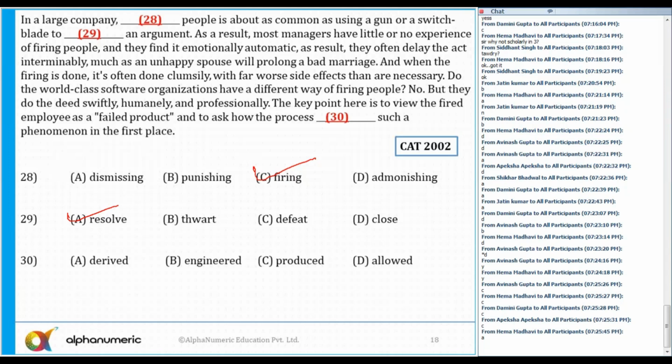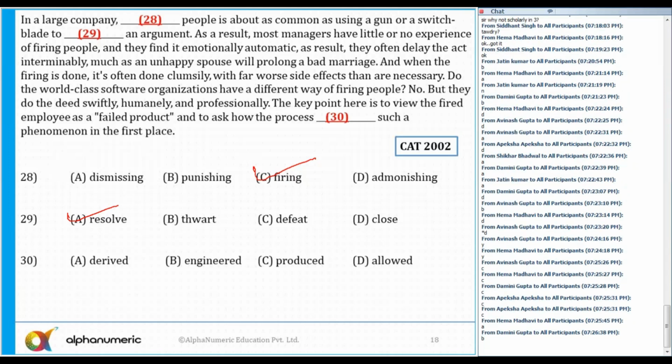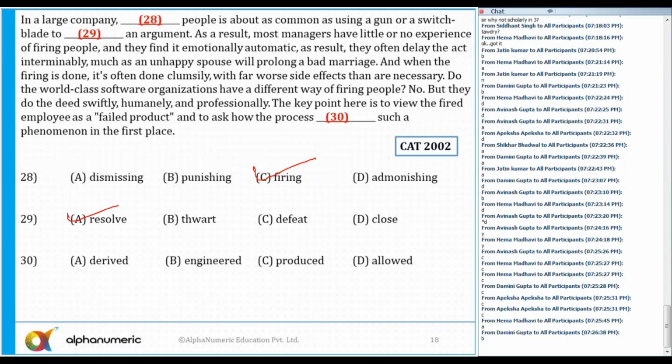Do the world class organizations have a different way of firing people? No, but they do the deed swiftly, humanely and professionally. The key point here is to view the fired employee as a failed product and to ask how the process dash such a phenomenon in the first place. So how the process let it happen? How did it allow? How did it produce such a phenomenon?